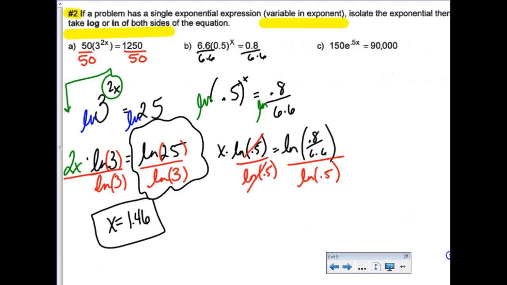Please do practice typing this one in, guys. Kids sometimes just aren't familiar with how to type in a log and when to use parentheses and when not to use parentheses. So you need to type the natural log of 0.8 divided by 6.6, close the logarithm, divided by natural log of 0.5. If you chose a different type of logarithm, just make sure you're using the right type of logarithm for both the parts of the ratio. And you should get 3.04-ish.